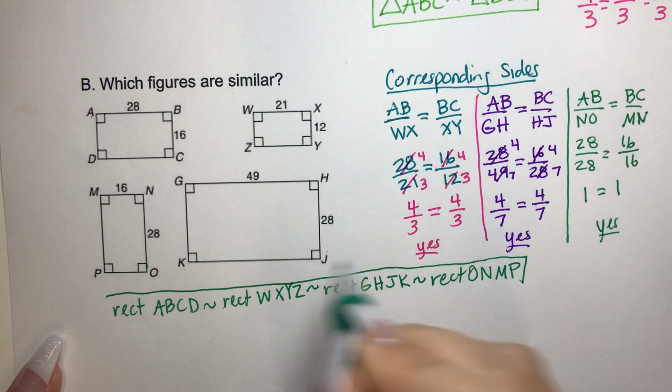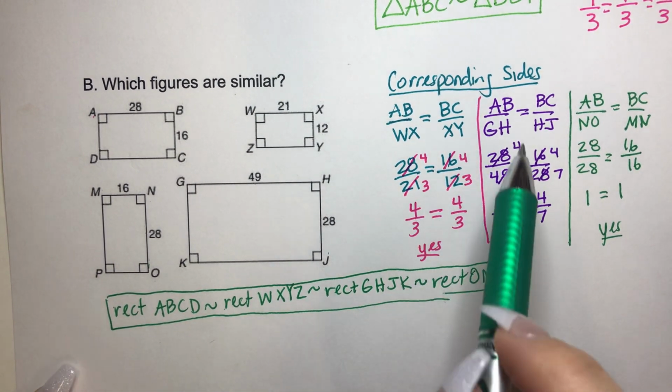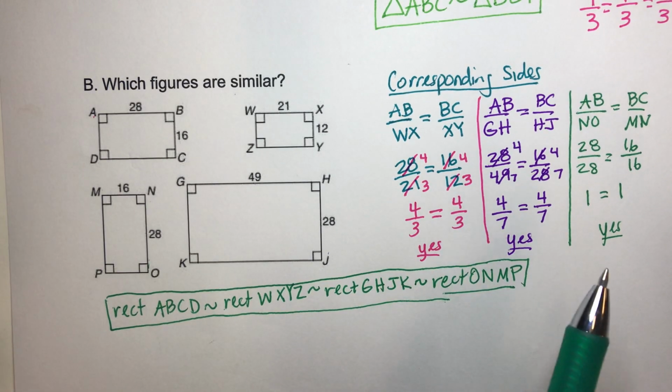That's so cool. Because they all have the same angles, right? And then they all have equivalent ratios. So for their sides, corresponding sides.